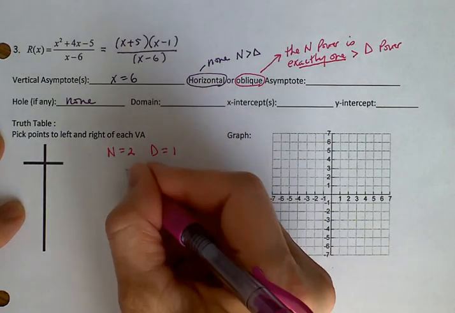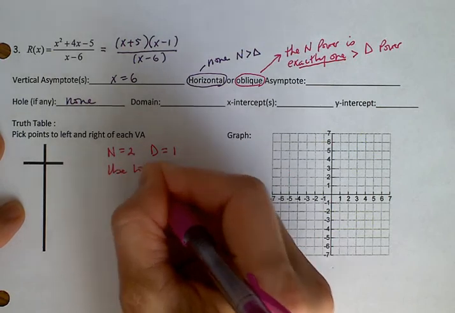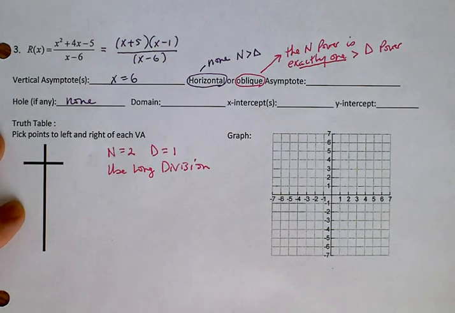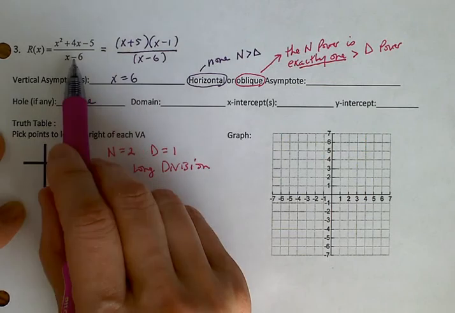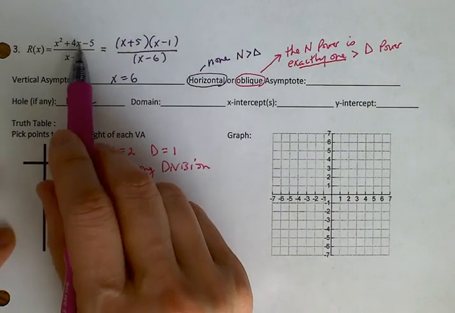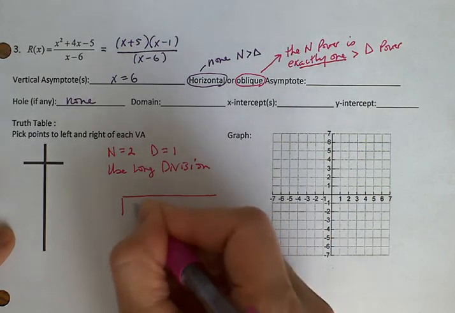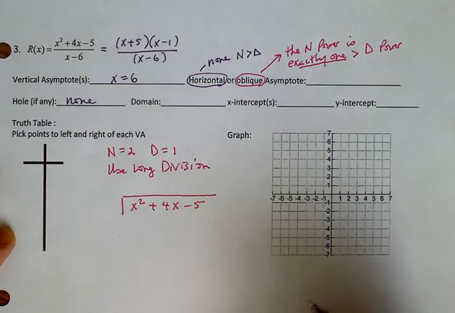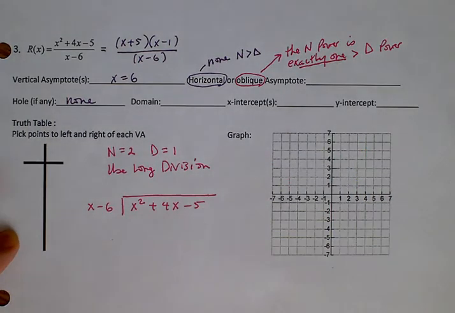And the way that you find the slant asymptote is you use long division. Okay, so I'm going to go back to the original problem and not the factored, and then I'm going to do the long division. So you have the dividend up on top that goes in the box. So that's x squared plus 4x minus 5. And then the denominator is the divisor that goes outside, x minus 6. And then you go through and do your division.